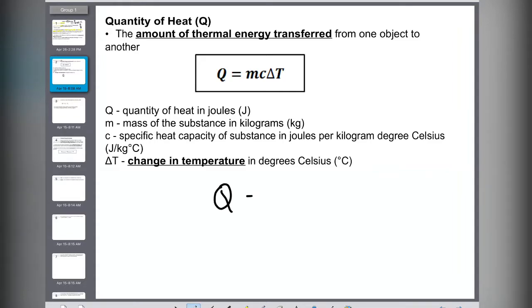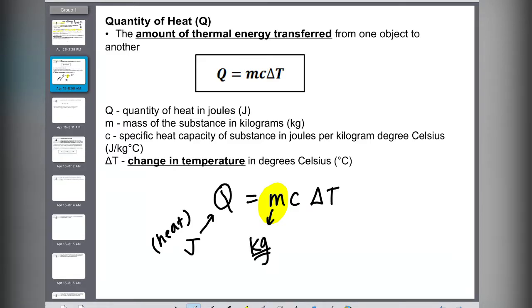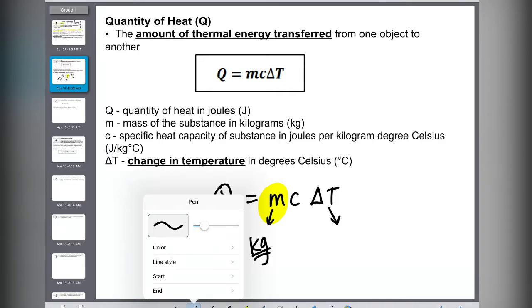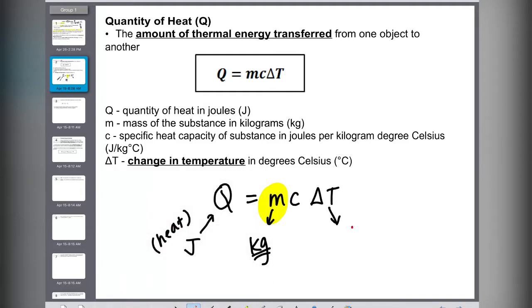So let's just talk about the units. Q is heat energy, measured in joules. That's the symbol for it. Just like EK is kinetic energy, Q is heat energy. Mass is probably your most tricky thing, the SI unit. I still find that people get confused with the SI unit for mass. It is in kilograms. And delta T, whenever we do anything in delta, it means the change. It's always the final temperature minus the initial temperature.